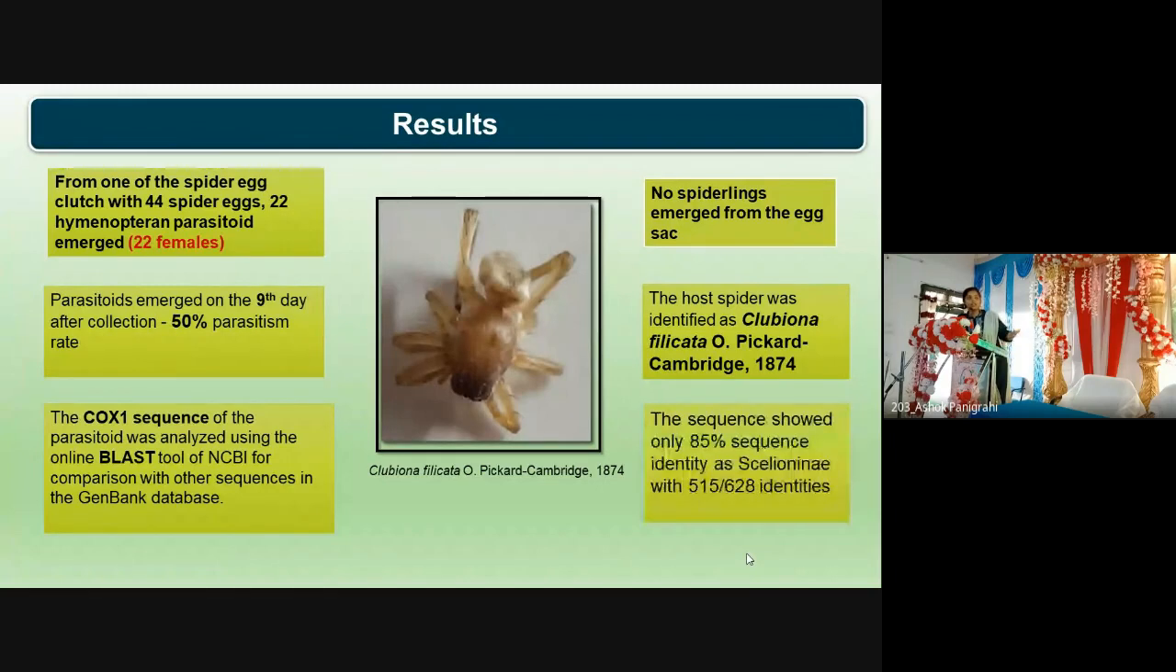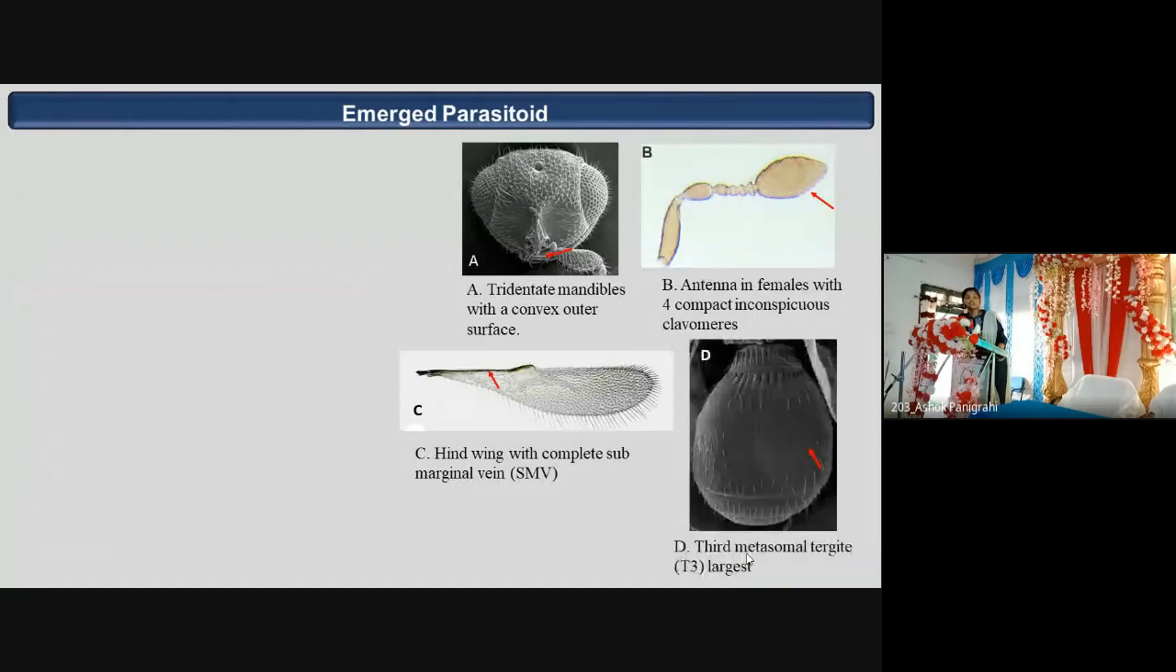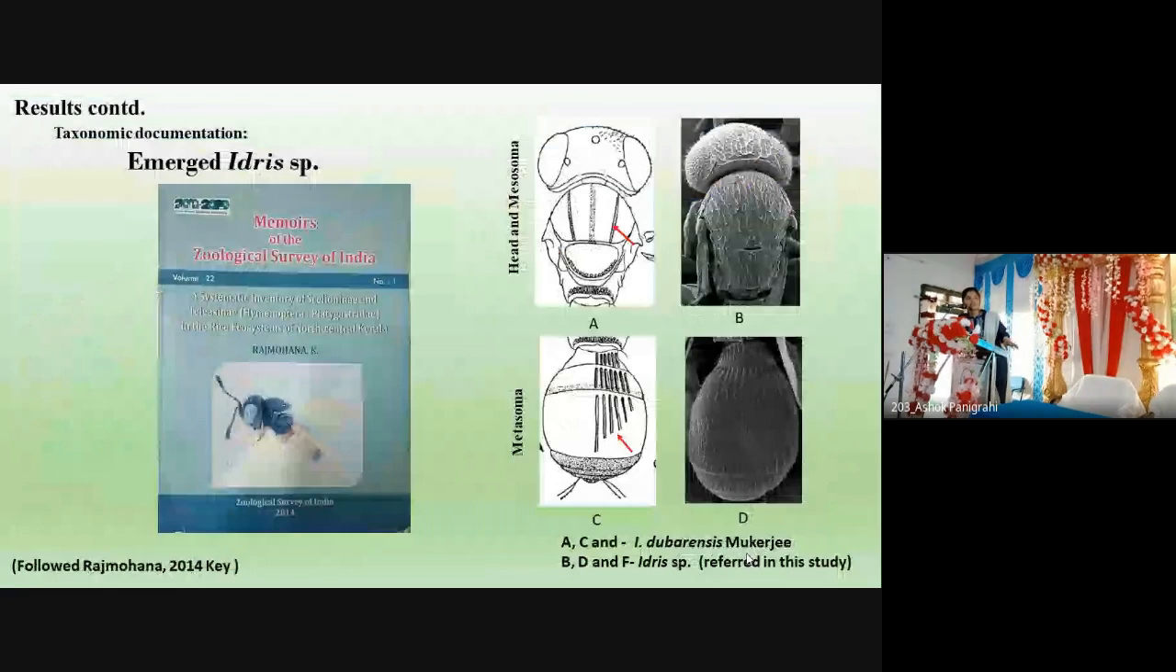Both morphological and molecular work were carried out. The emerged parasitoids have a tridentate mandible, compact clava, full hind wing with complete submarginal vein, and a third metasomal tergite with striation. This is the new species that emerged from the spider egg. Due to these characters, this genus belongs to Ipris. As per the taxonomic documentation followed by Rajmohana 2014, it is most closely related to the species Ipris tuberensis. But due to the absence of nodules and the absence of striation in the third metasomal tergite, it is clearly understood that this is a new species, not an earlier reported one.